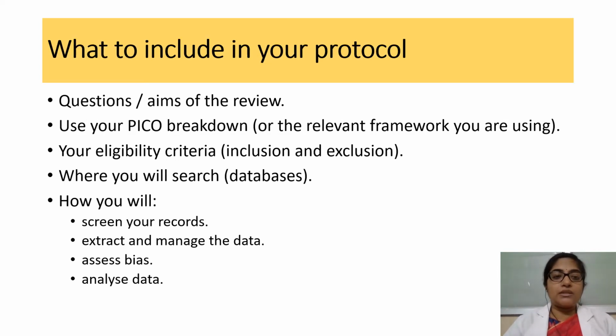And to help us in that, we need to identify what to include in our protocol. So what to include involves the questions or aim of the review, use of the PICO breakdown that we just talked about, eligibility criteria, which studies are to be included, which are to be excluded, where we will search and how we will search, how we will screen our records, how we will extract the relevant data, how we will assess for bias, how we will analyze the data. All this has to be very, very clearly mentioned.